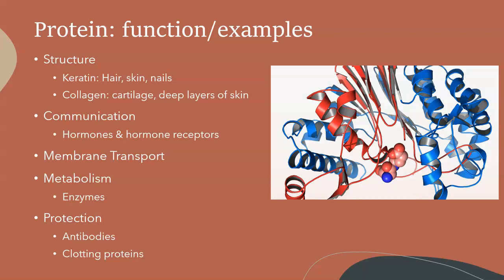Functions and examples of proteins. So structure could be a function. Things like keratin in your hair, your skin, and your nails. Collagen in your cartilage, which keeps it stretchy and in the deep layers of your skin. Communication, things like hormones and hormone receptors are proteins. Membrane transport proteins, things that push things in and out of cells. Metabolism, things like enzymes are proteins. Yes, enzymes are proteins. And protection, antibodies, clotting proteins. Proteins are very, very important.